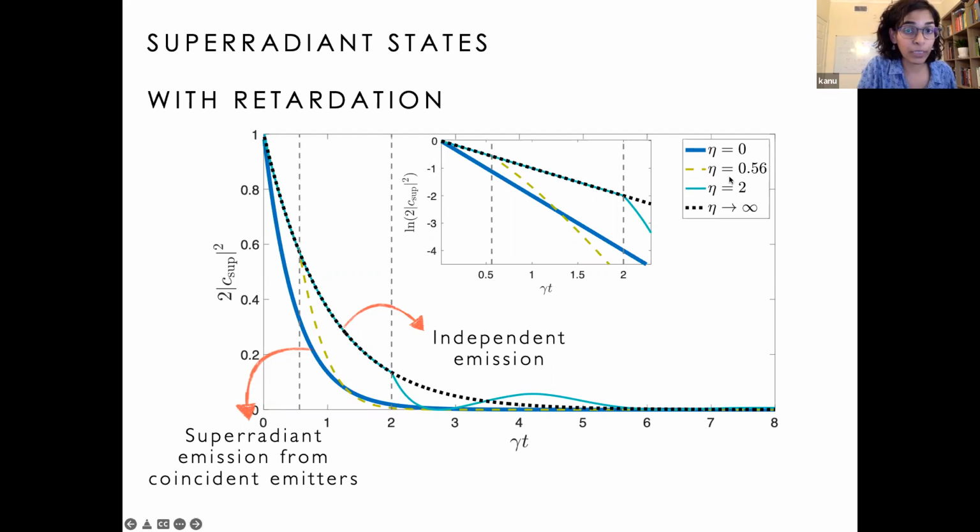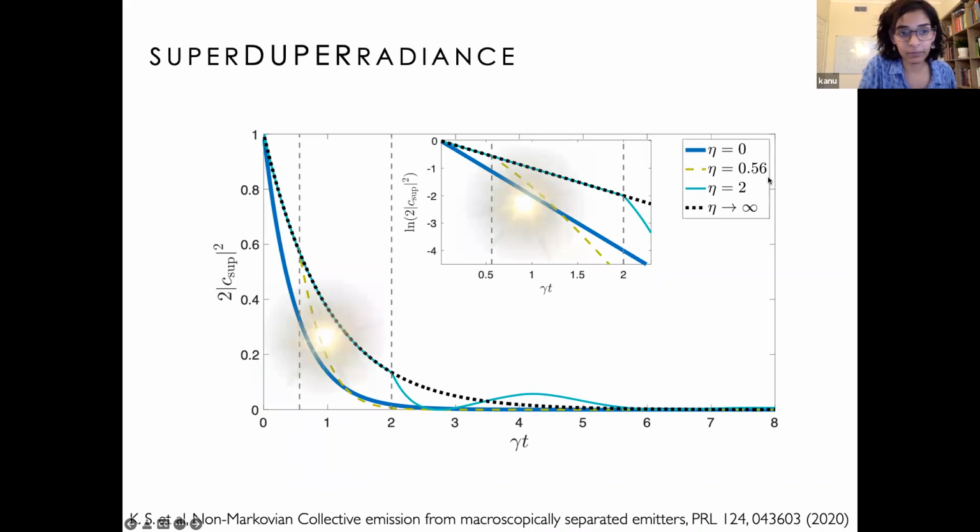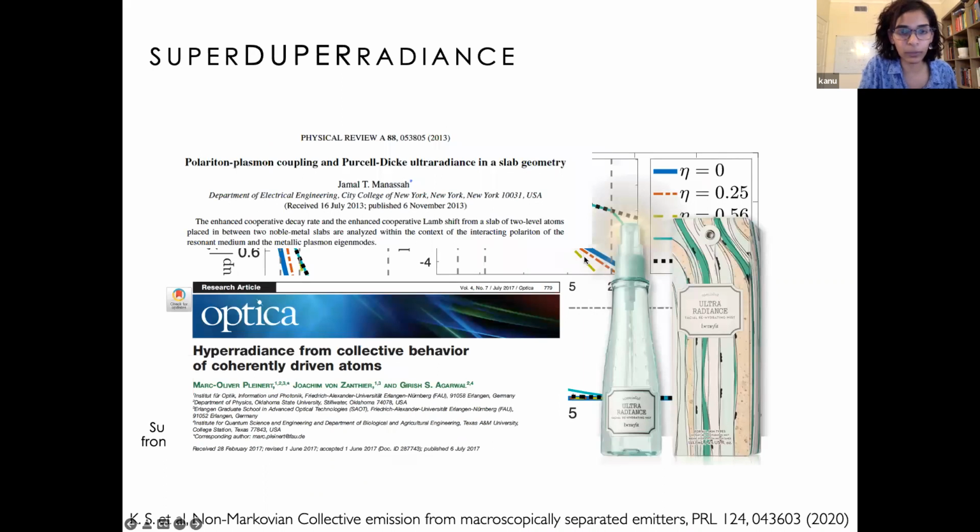And somewhere in between, so for example, for a dimensionless distance that we defined before, for an eta value of, let's say, 0.5 or so, we see that there is independent emission until the atoms see each other, and then they emit faster than 2 gamma. And that's better seen on this log-log plot. And this is what we call super duper radiance. And I wanted to mention that the names ultra radiance and hyper radiance were taken by other people. So that's kind of what we're stuck with.